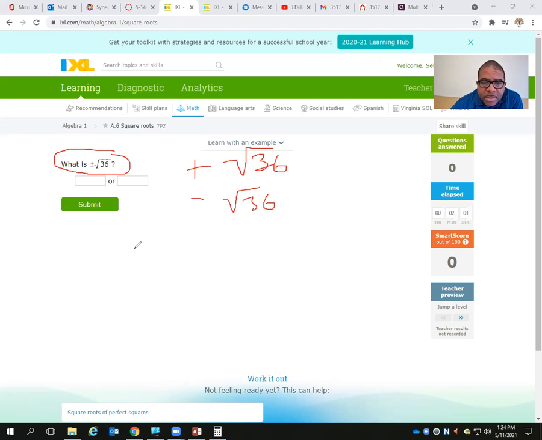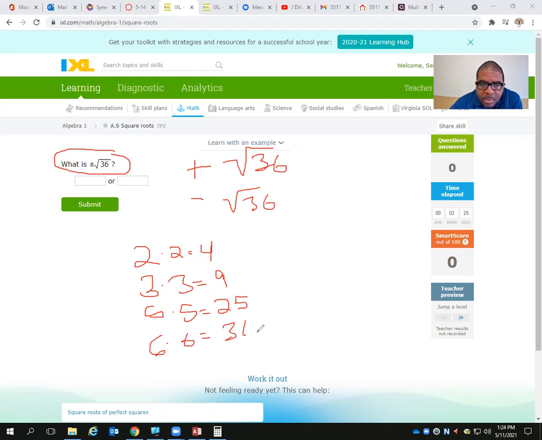All right, we already did 2. 2 times 2 is 4, so it's not 2. We already did 3. 3 times 3 is 9. We can do 5. We're just playing around and doing this. You remember this from the multiplication tables. 5 times 5 is 25. All right, 6. 6 times 6 is 36. Oh, snap. I think we've got it.